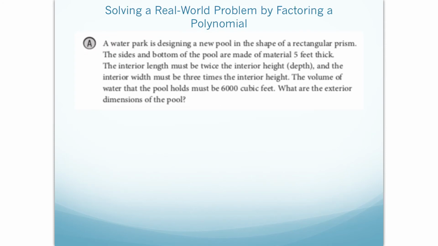Okay, now we're going to use factoring to solve a real-world problem dealing with the volume of a pool. So some information we need here is the sides and the bottom of the pool are 5 feet thick. The interior length must be twice the interior height. The interior width must be 3 times the interior height. And the volume of the entire thing is 6,000 feet.